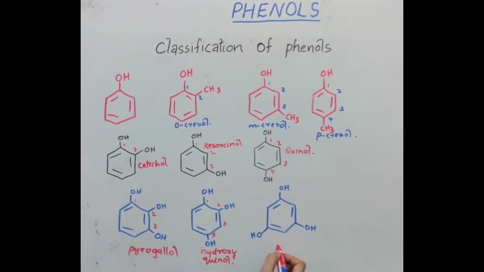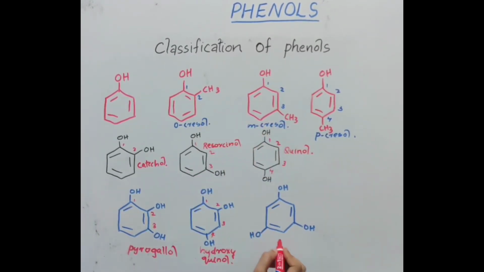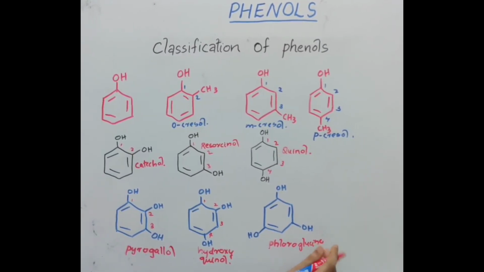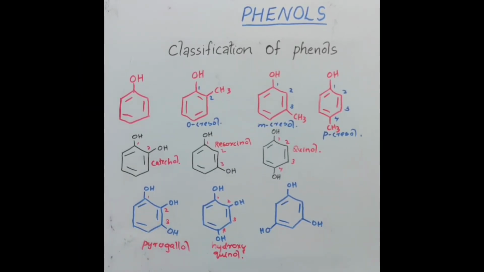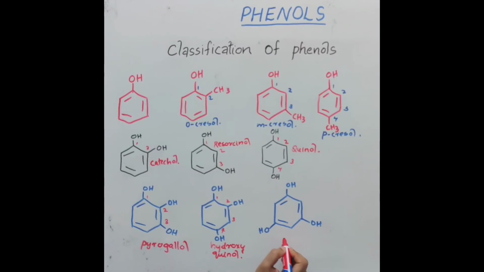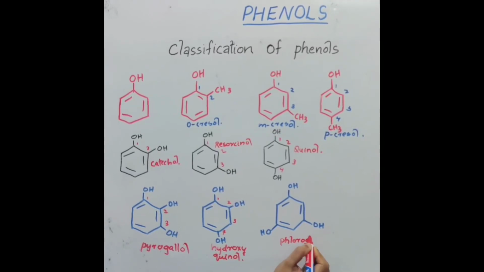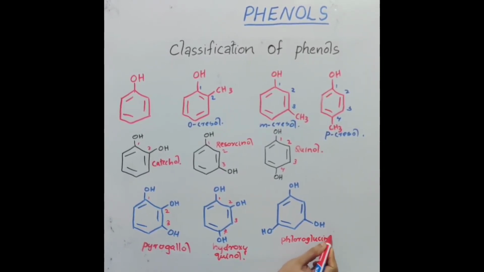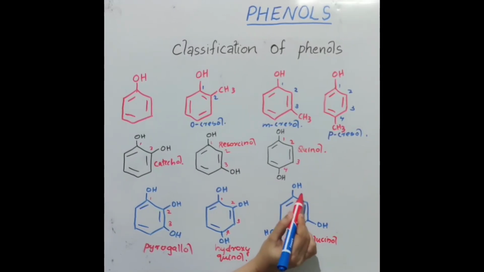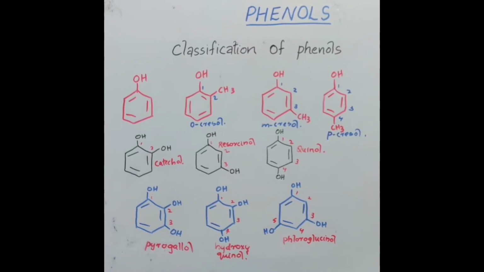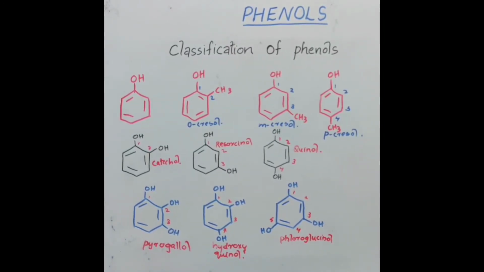For the last one, the common name is phloroglucinol. What is the IUPAC name? We can number like this 1, 2, 3, 4, 5. Benzene 1, 3, 5 triol.